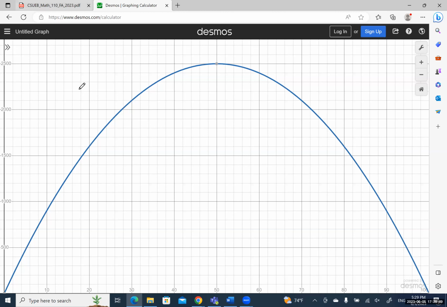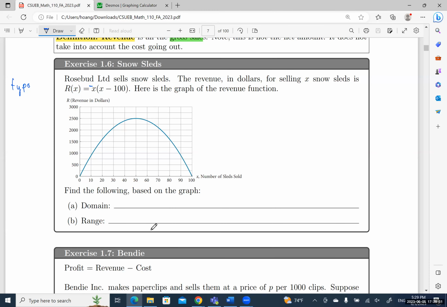Now let's come back to the problem here. I want to talk about domain and range. You can clearly see that the domain is how far horizontally the graph goes, and the range is how far vertically it goes. I'm going to skip this one and let you work on that.